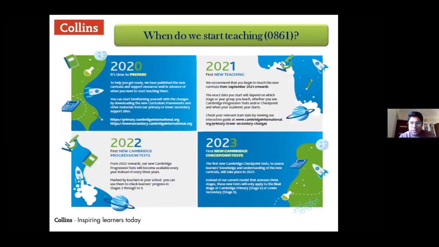Now, this is something that we are going to understand in depth. When do we start teaching? This is our question, right? So this is what we need to understand. Right now we are in 2021. The first teaching for the new syllabus will have to begin in June 2021. Because in India our academic year begins somewhere in June, July, according to that, the teaching for the new curriculum will have to begin in June or July 2021.